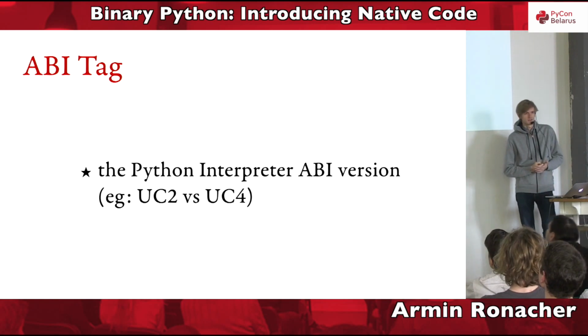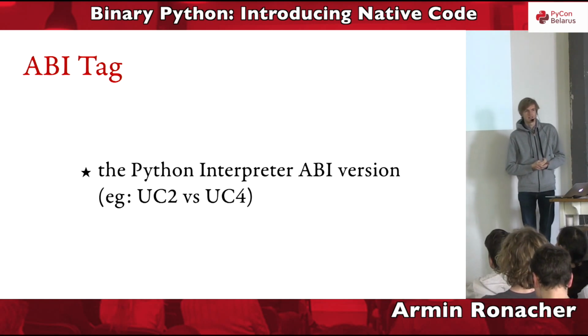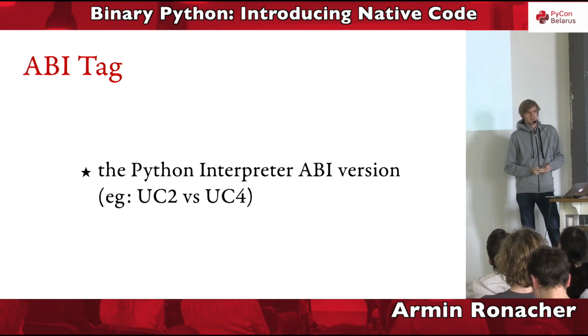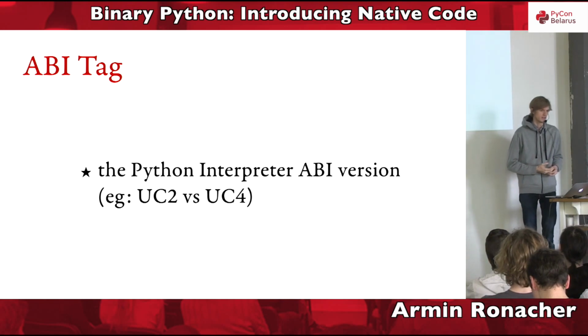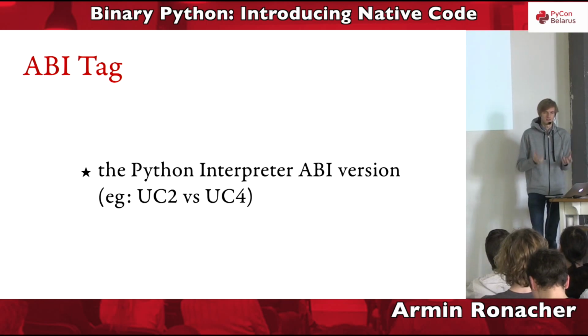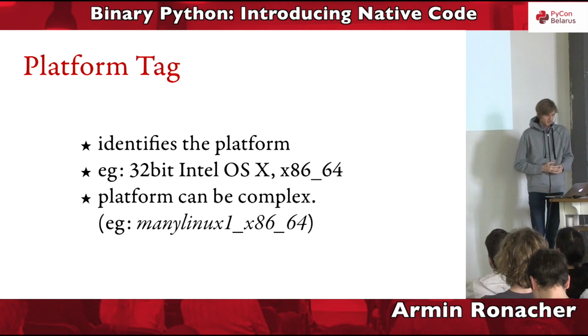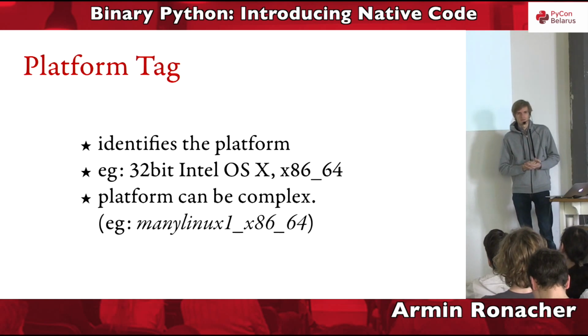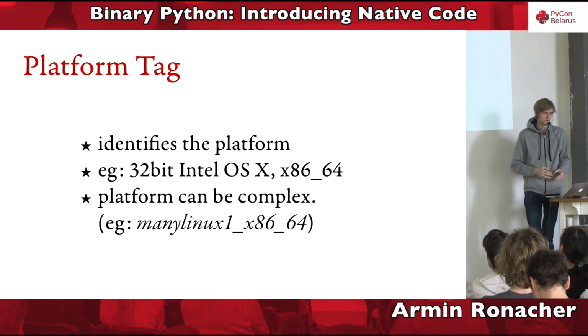The ABI tag is the most annoying one, but this was fixed on Python 3. There used to be the case that for binary dependencies on 2.7, you can have a UCS2 Python, which means 2 bytes per Unicode character. You can have a UCS4 Python, which can mean 4 bytes per Unicode character. And they are not ABI compatible, which means that if you compile it against UCS2 and you import the library in UCS4, it will crash, and the other way around. The platform tag identifies the platform as mentioned before. The platform is undefined, it's platform specific how it looks like, and it can be very, very complex.